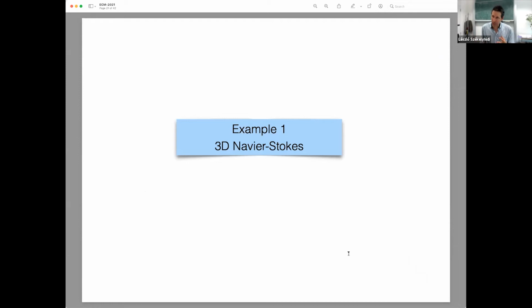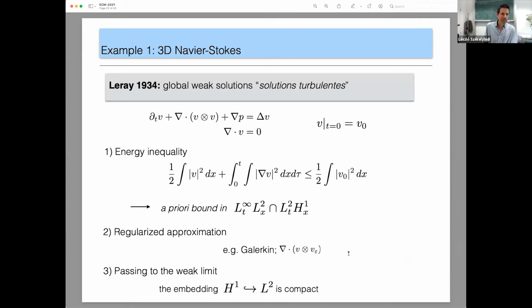And I want to do that with three examples rather than some general framework. The first one is the Navier-Stokes equations. So let me just recall what Leray proved in 1934. He introduced the notion of weak solutions, which he called turbulent solutions, and he proved their existence. His existence proof is based on the following three steps.